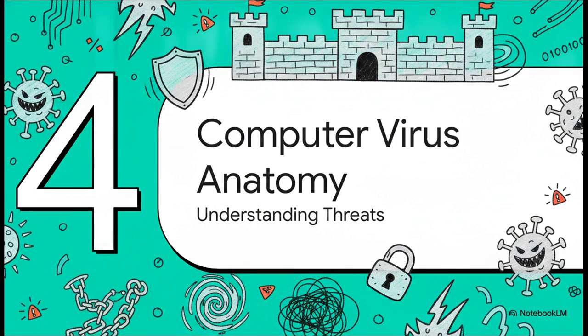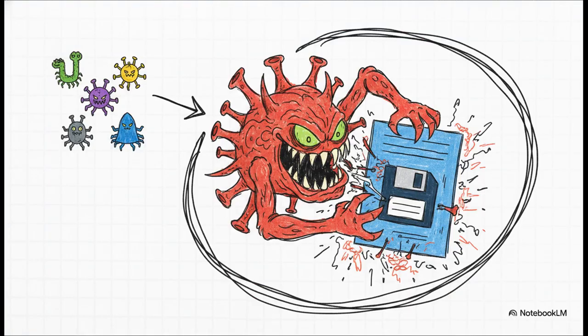Section 4, anatomy of a computer virus. Because the threats to that fortress, they are relentless. Our systems are constantly under attack by malicious code designed to destroy, steal, or disrupt. To properly defend our system, we really need to understand the taxonomy of these digital threats. Broadly speaking, there are 6 recognized categories of computer viruses.